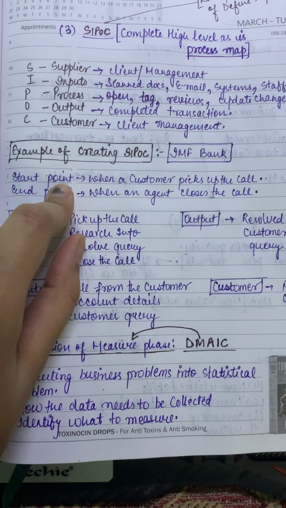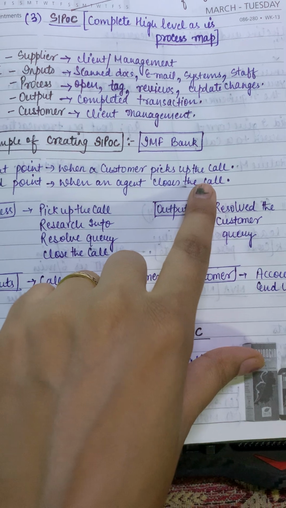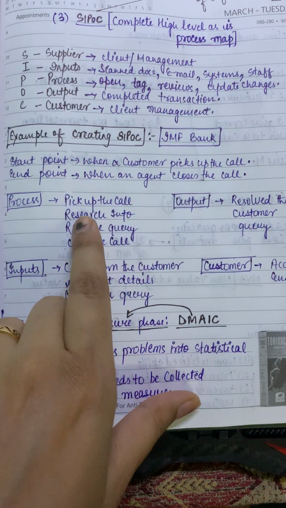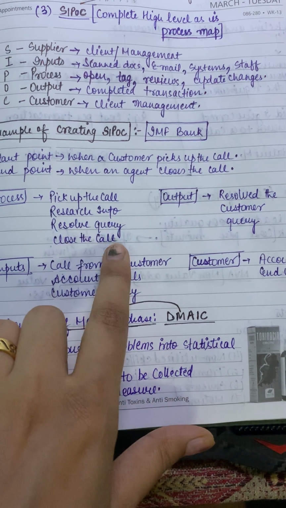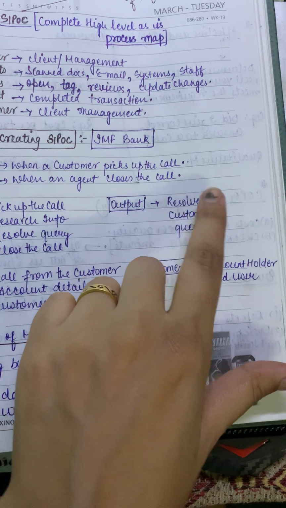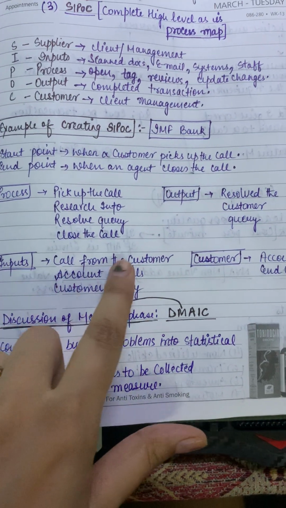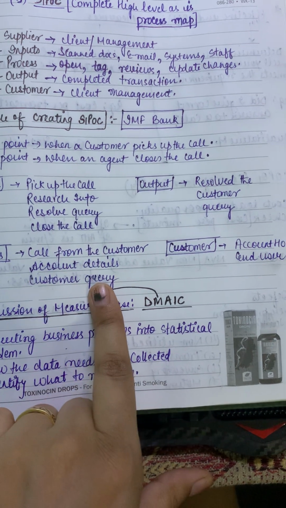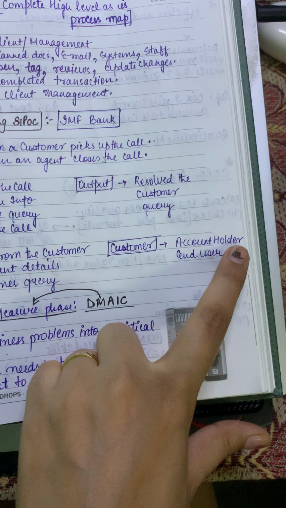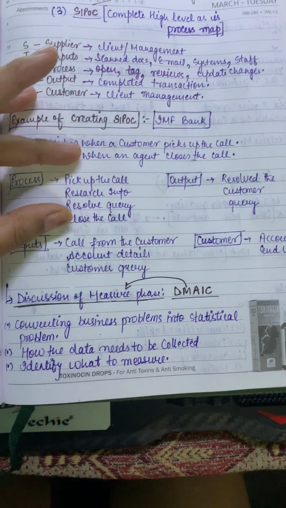The start point is when a customer picks up the call, and the end point is when an agent closes the call. So what would be the process here? The process would be picking up the call, researching info, resolving the query, and closing the call. What would be the output? Definitely the output would be the resolved customer query. What would be the inputs? Call from the customer, account details, and customer query. Who is the customer? It's an account holder or end user. Definitely we are working with them, right, to resolve their problems.